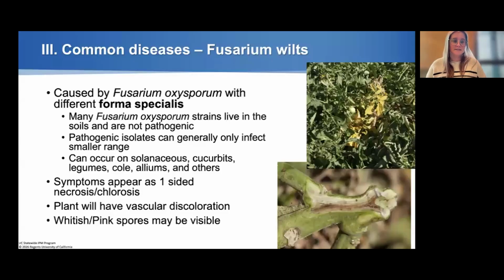Symptoms of Fusarium wilts. This is a vascular disease. It's going to appear as a one-sided necrosis and chlorosis or wilt. And this is because oftentimes the fungus will get into the vasculature in a non-uniform amount. And so one side of the plant might have more in it, and those vasculature will become clogged. And that's where you will start seeing those symptoms. There will be vascular discoloration. And sometimes, if it's bad enough, you can see whitish or pink spores.